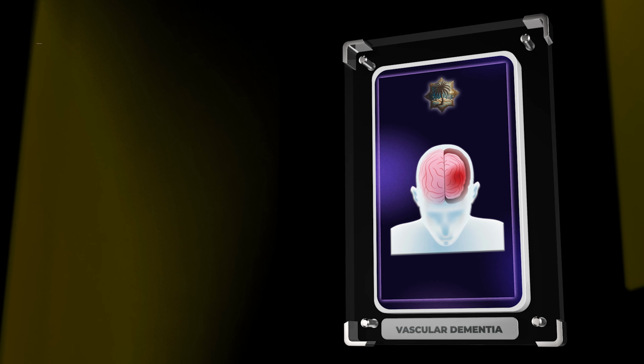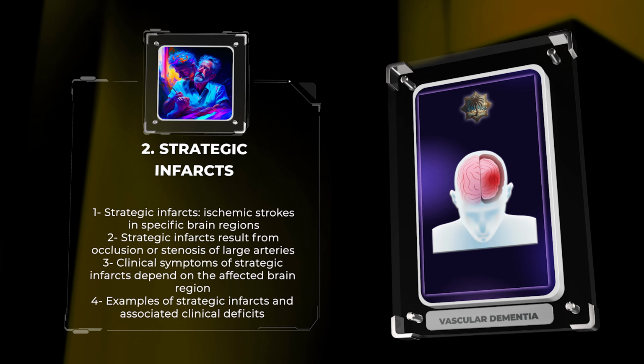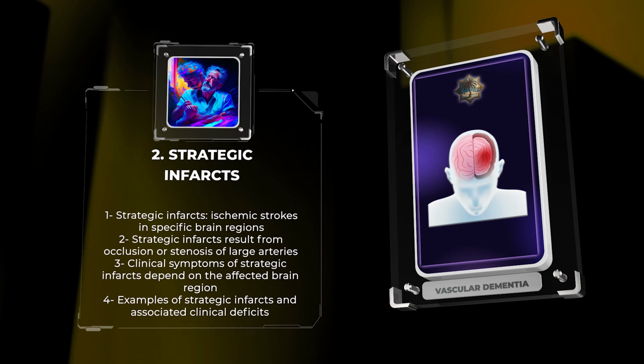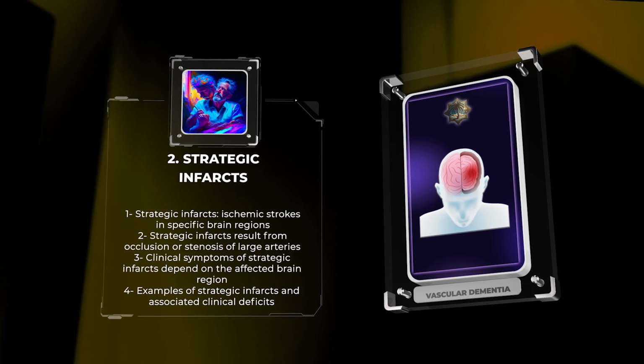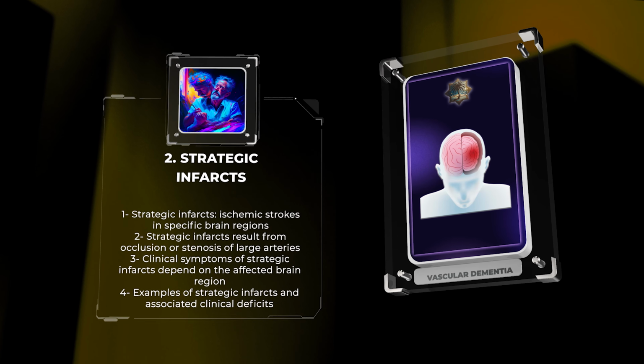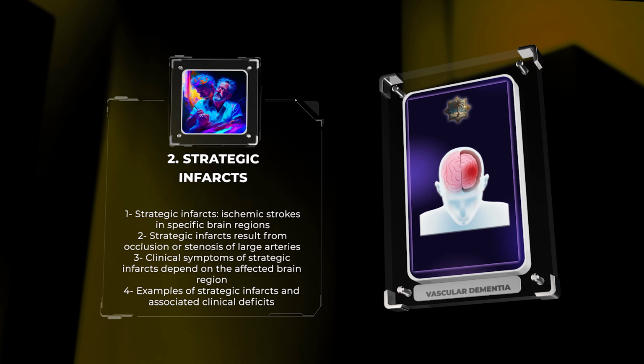Strategic infarcts are ischemic strokes that occur in specific brain regions, leading to characteristic clinical syndromes. These infarcts typically result from occlusion or stenosis of large cortical or subcortical arteries. The affected brain regions are strategically positioned to show well-defined neurological deficits, often reflecting the functions associated with those areas.